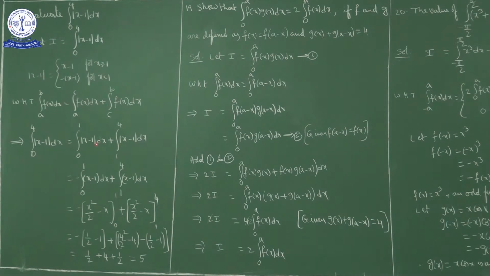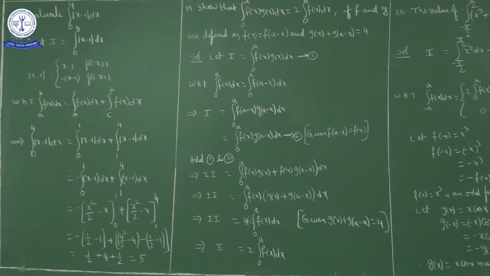Why am I taking it at 1 only? Why not integral 0 to 2 or integral 0 to 3? Because the definition of this function is changing at 1. So for 0 to 1, or below 1, we use this definition, and above 1 we use this definition. So I'll split the interval 0 to 4 into 0 to 1 and 1 to 4.